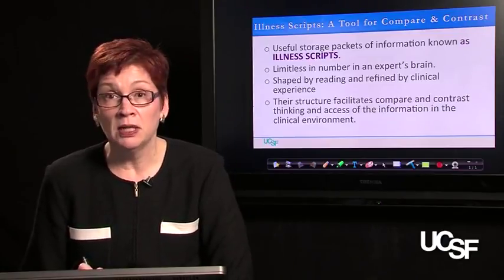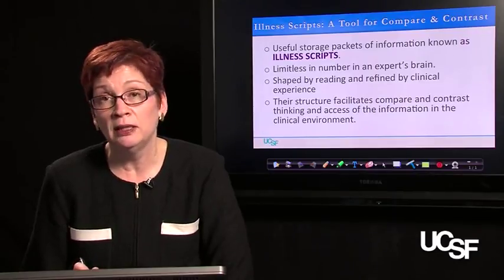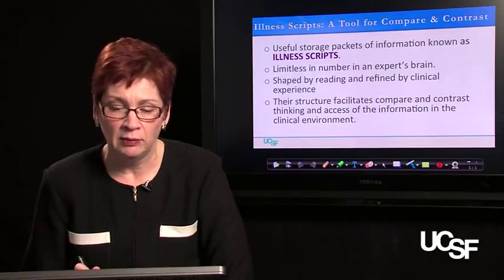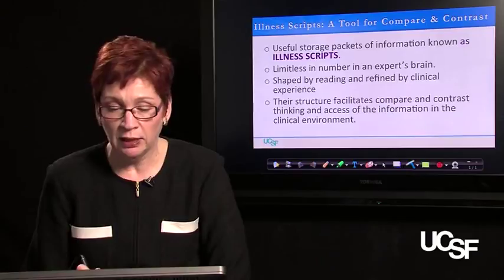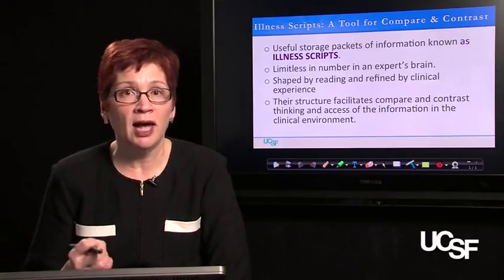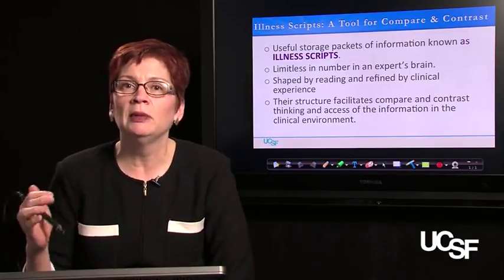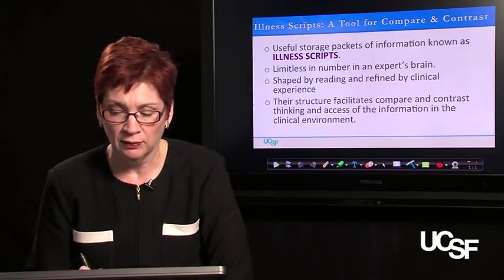Turns out, when an expert knows a disease, they store it in their brain in an illness script, and there can be millions of them in any given individual's brain, only dependent on how smart they are and how much they've read and learned about diseases in medicine. They're shaped by reading initially and then refined by clinical experience. So every time you access an illness script, because you have a patient with that disease, you store a little bit more information in that illness script or that package of memory information.